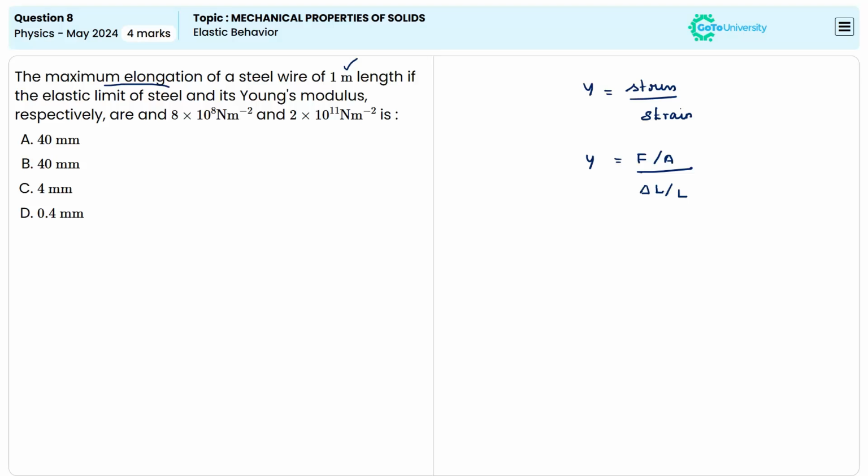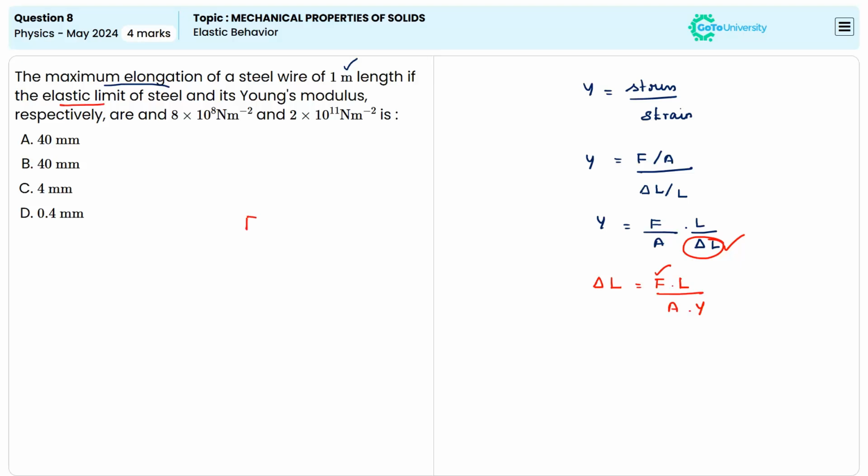So here we can rearrange the equation as F divided by A times L divided by del L. The question is about calculating the change in length, del L. So we can rearrange the equation as del L is equal to F dot L divided by A times Y, Young's modulus. F represents the value of force, but there is no detail about the force in the question. Instead of force, there is a detail about the elastic limit.